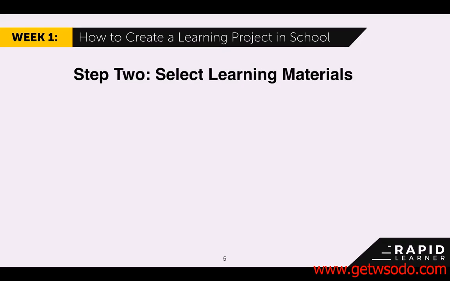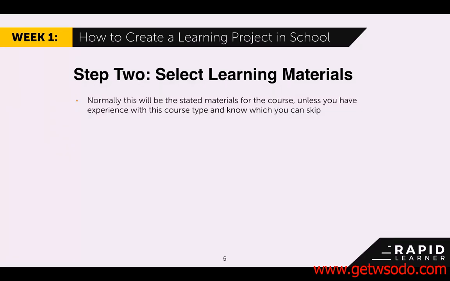So let's look at the next step, which is going to be selecting the learning materials. Normally this is just going to be the stated materials for the course. So these would be the lectures that you're supposed to attend, the readings you're supposed to do from textbooks or course notes. It is going to be the assignments that you have to do. It's going to be whatever projects you're working on. It may be some additional materials, like lab materials. I'm using the term materials kind of broadly. In some cases, they may not be a physical material, it may be a learning activity.